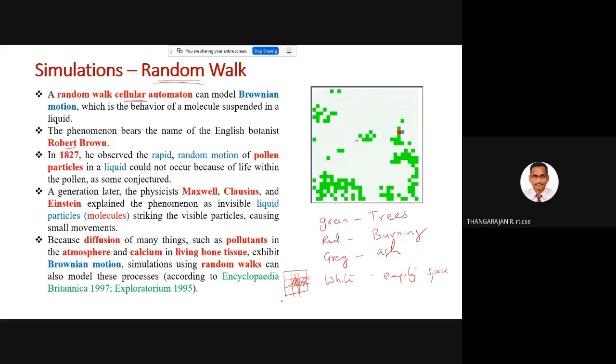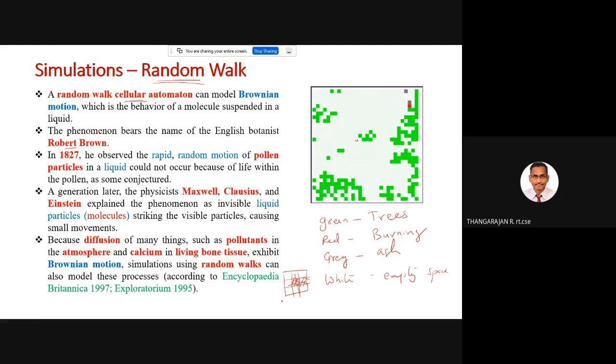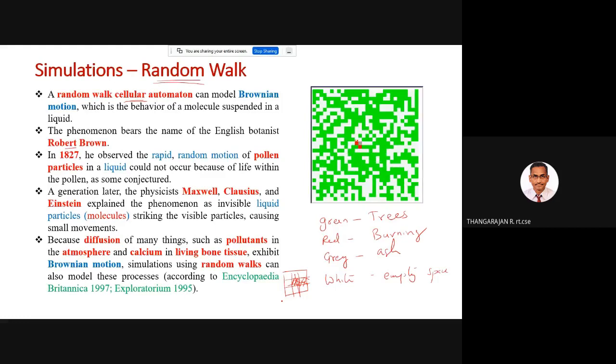But if you assume that there is no such problem of spreading direction, like there's no wind, it is not a windy day, then in that case the fire may go from one place to another place purely on a random basis. In that case you will find that the fire is actually moving in a random manner.